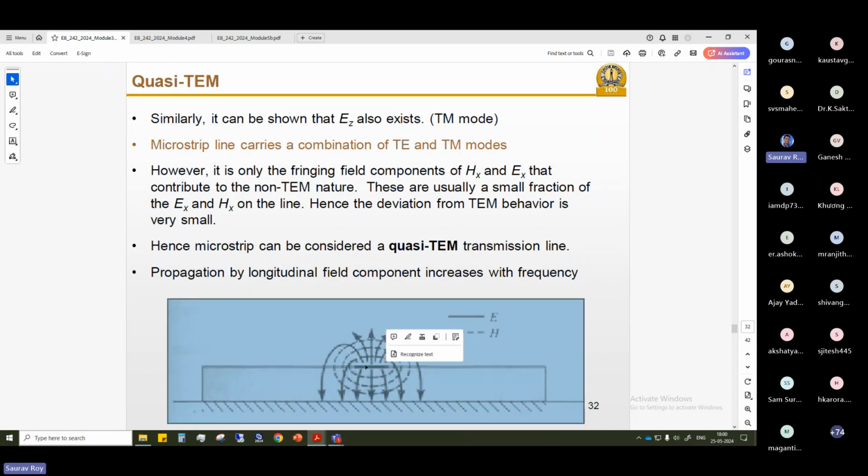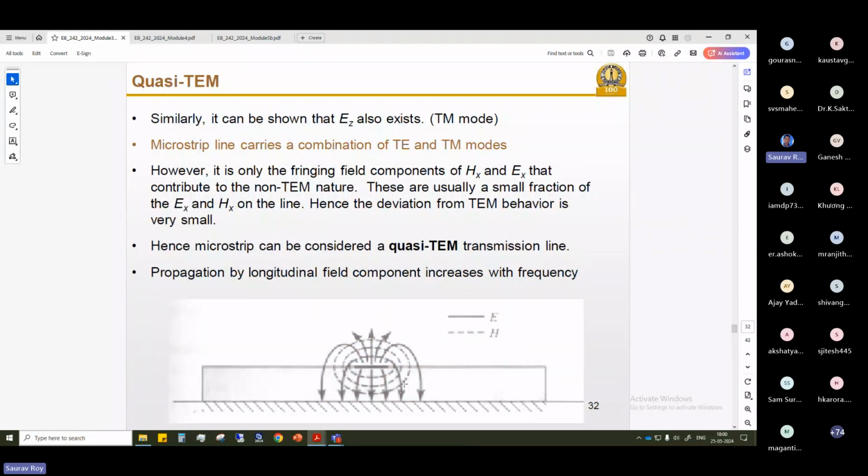If you see in this picture here, both of them coexist. You see here, some portion is above the dielectric and some portion is through the dielectric. And the fringing wave fields are actually caused because of this TM and TE coexistence. But most of the fields will be inside the dielectric, and that's why this deviation from TEM is very small at comparatively lower frequencies, and that's why it's called quasi TEM mode.